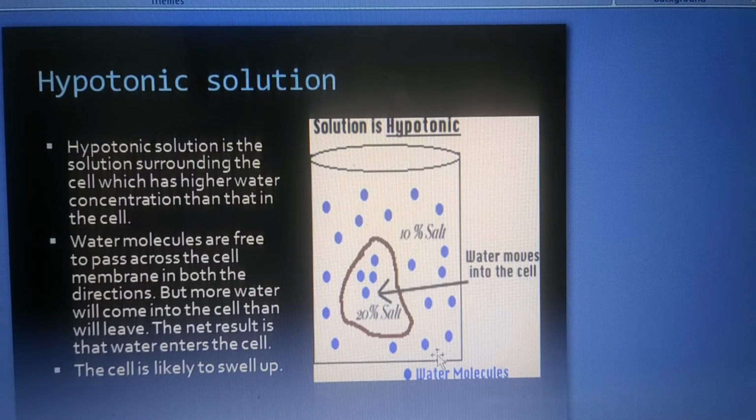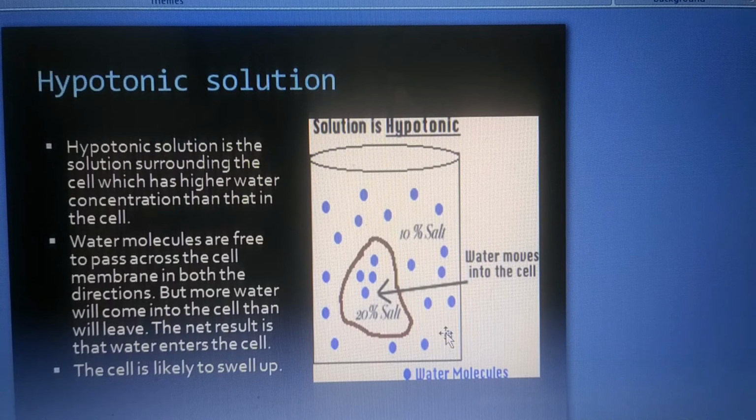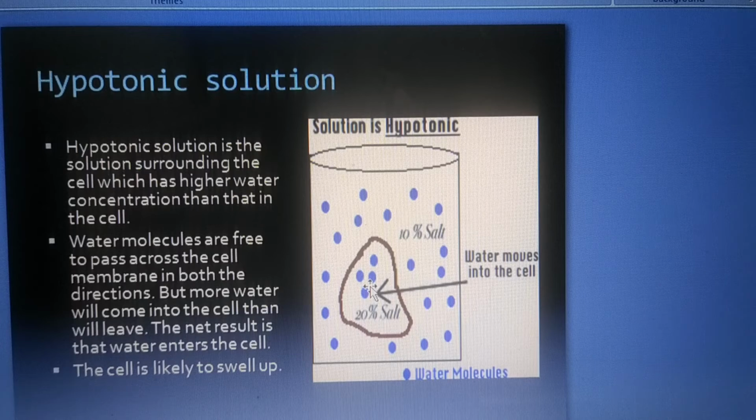So water is more outside. These free water molecules start moving into the cell. Here the water quantity is more, free water molecules are more. Inside the cell, free water molecules are less when compared with the outer solution. Wherever water concentration is high, from there the water diffuses into the cell, where the concentration is low. Therefore, this is nothing but osmosis happening.